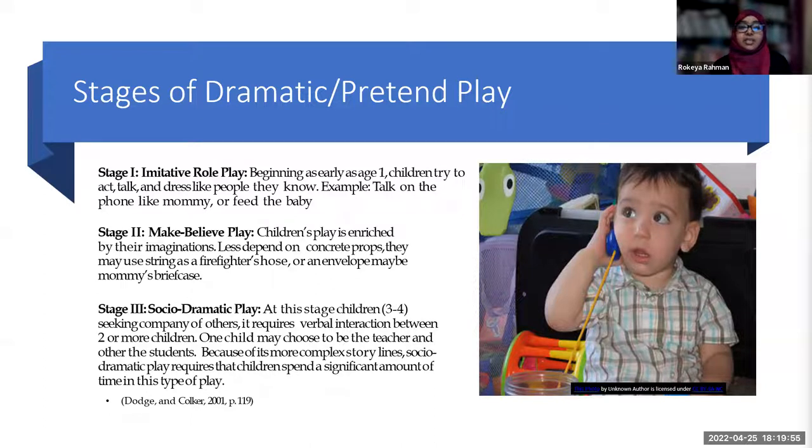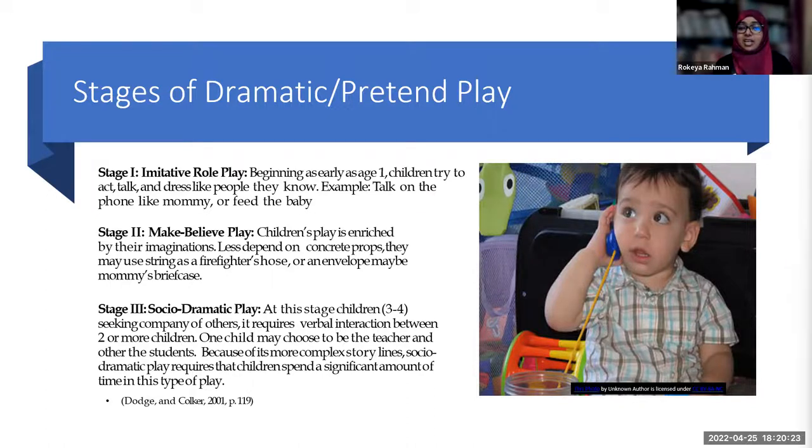Stage one, basically imitative role play. This stage actually begins as early as 1 year old. You can see a young 1 year old toddler. They're actually walking and talking like mommy, or maybe trying to put on daddy's shoes, or, you know, pretending to feed a baby. So they're basically imitating the actions, imitating the way people talk or dress, or maybe do some sort of action.